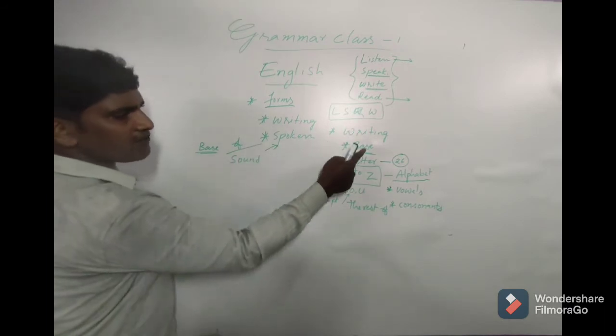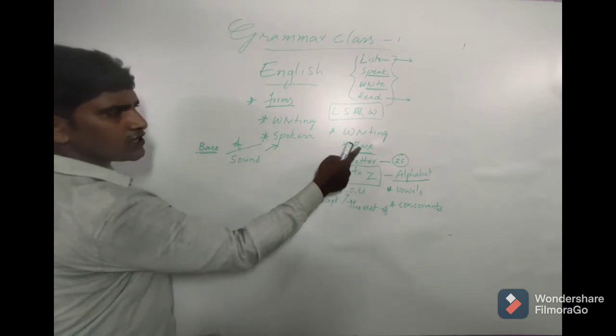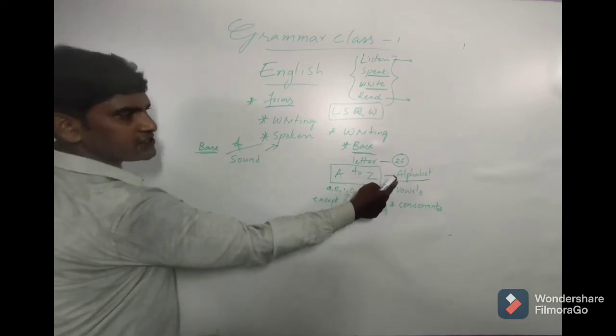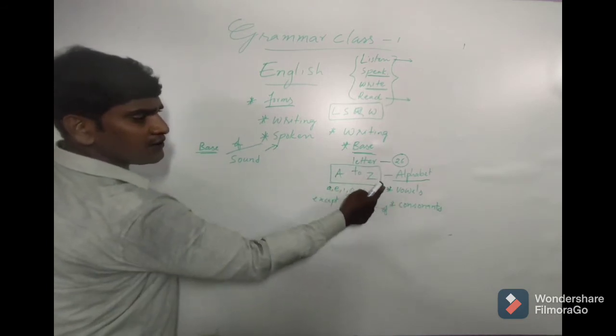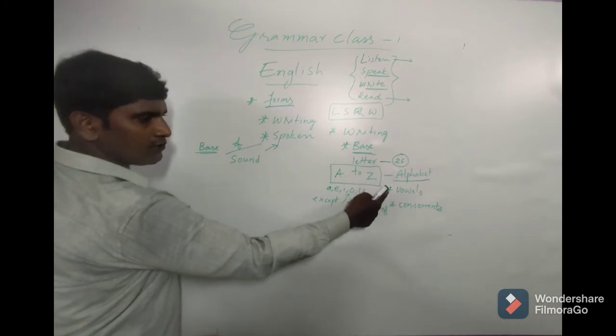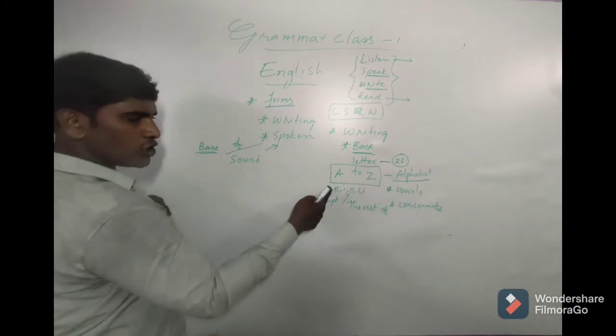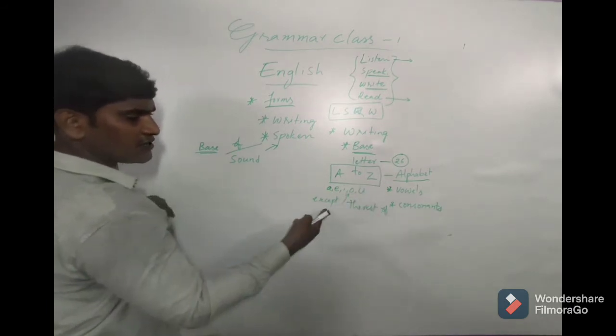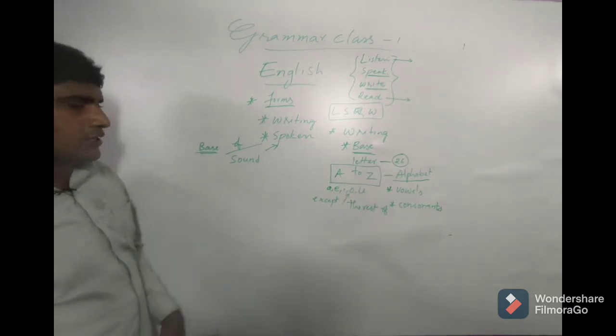For the writing form, the letter is the base. There are 26 letters. These 26 letters we call an alphabet. And this alphabet is again classified into two groups: vowels and consonants. A, E, I, O, U are called vowel letters, and the remaining letters we call consonant letters.